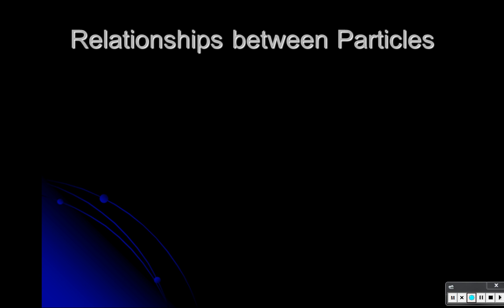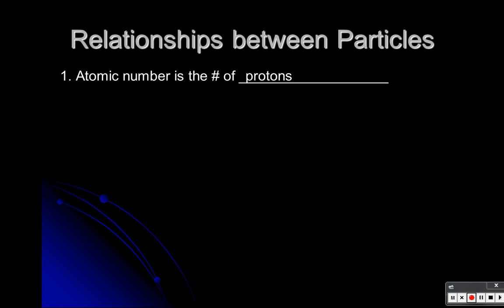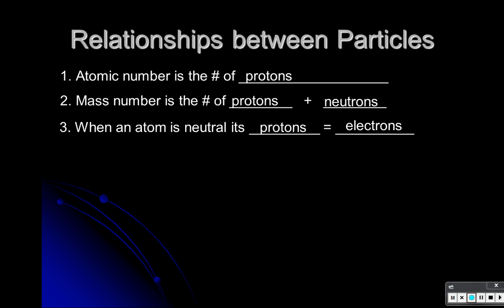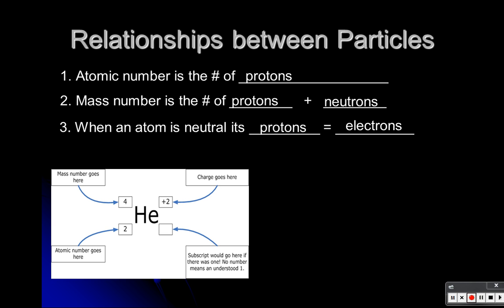So the relationship between the fundamental particles is as follows. The atomic number is the number of, and feel free to pause the video and quiz yourself on this. And you should have said protons. There are those transitions I was talking about. The mass number is the number of protons plus neutrons. When an atom is neutral, its protons equal its electrons. So hopefully you're starting to see those relationships.